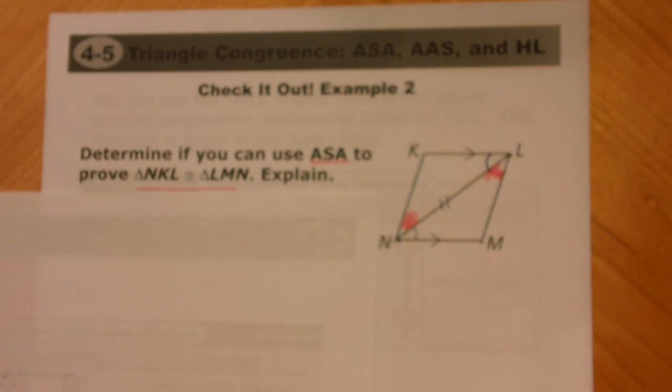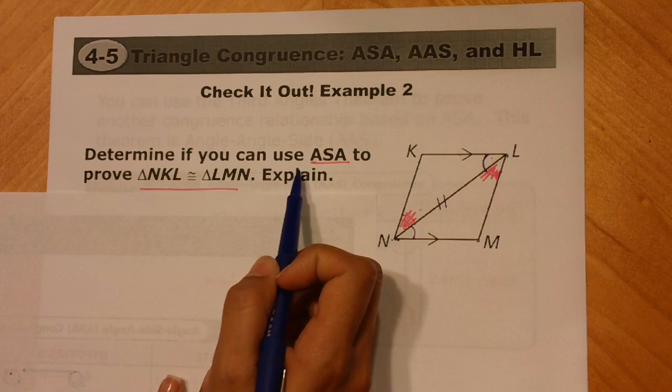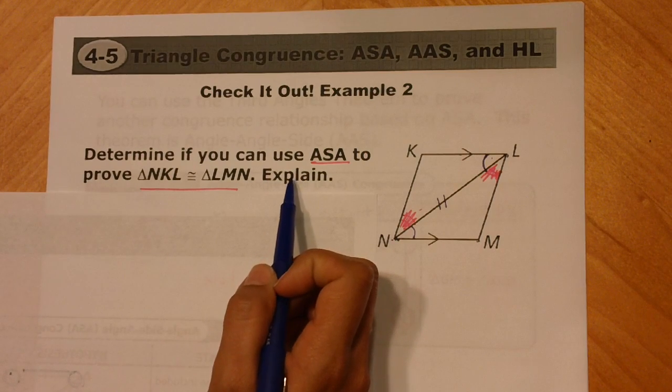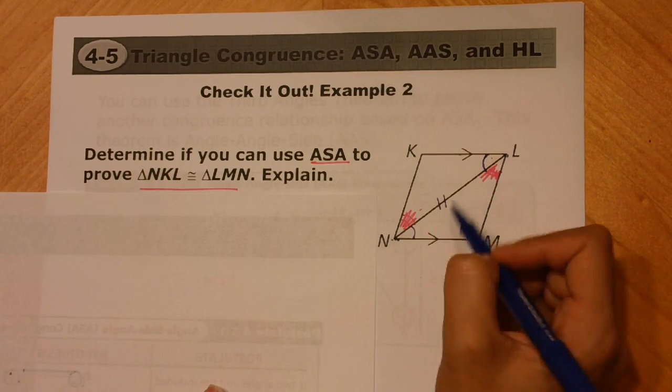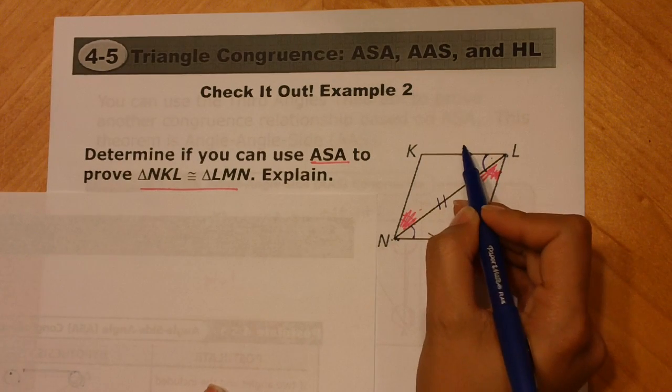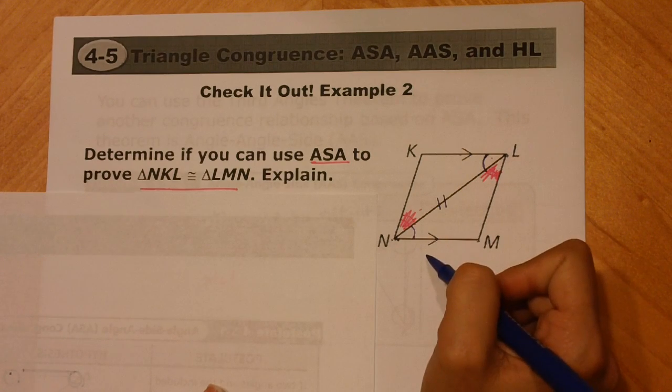You probably already saw that, but I'm trying to hide it from you anyways. It says that you need to determine if you can use angle, side, angle to prove that those two triangles are congruent, and then explain. So it looks like there's a bunch of markings on here. Really, the only markings that they gave you that are given are that these two lines are parallel.